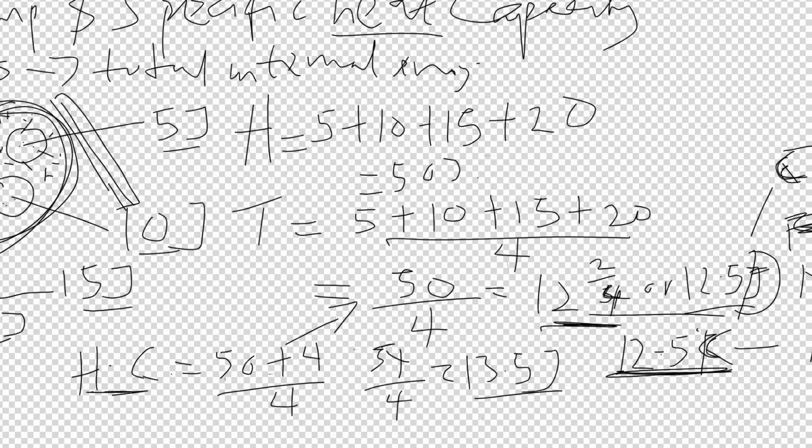You understand? So these 4 joule that I added to this entire system increased it from initially 12.5 to 13.5. That is what I call heat capacity. If you want to define that, you say heat capacity is the amount of heat required to raise the temperature of the system or the body by 1 Kelvin.